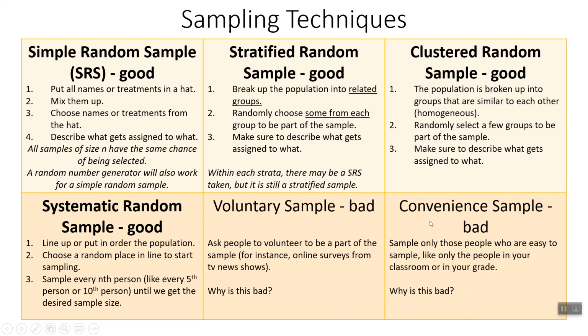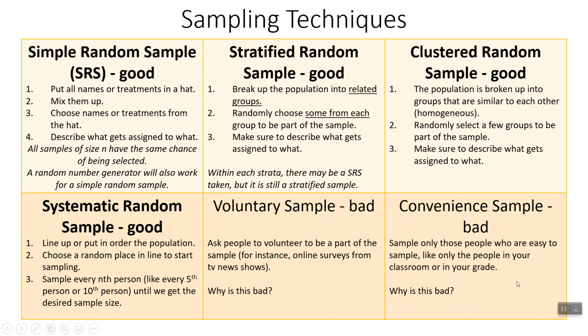All right, the two bad examples are the voluntary sample, where people get to choose to be part of the sample. So like online surveys or TV news shows, that would be an example of a voluntary sample. Or like if you're sampling somewhere and you're just asking people to come up and fill out a survey, that's a voluntary sample. All right, that's bad because only the people that are interested in the topic are going to fill out the survey.